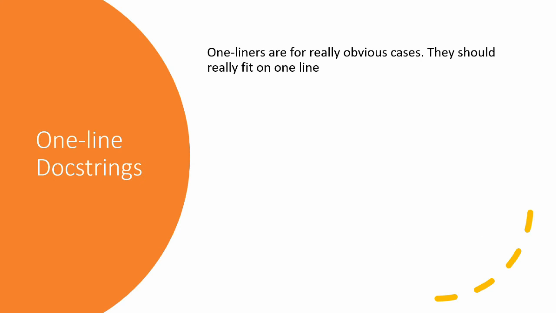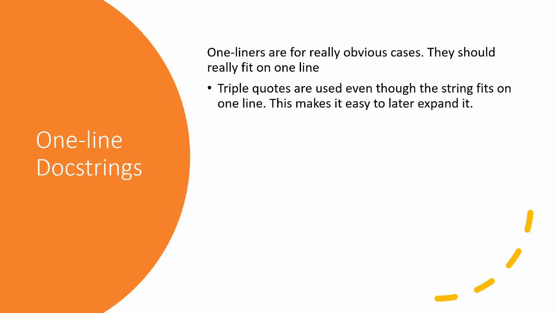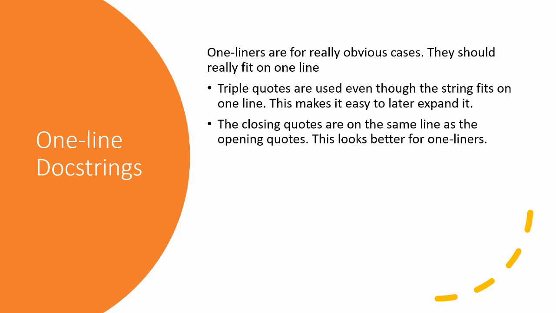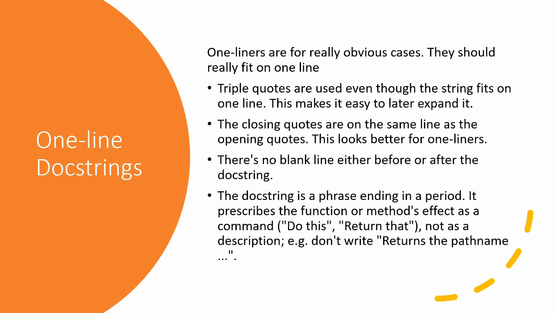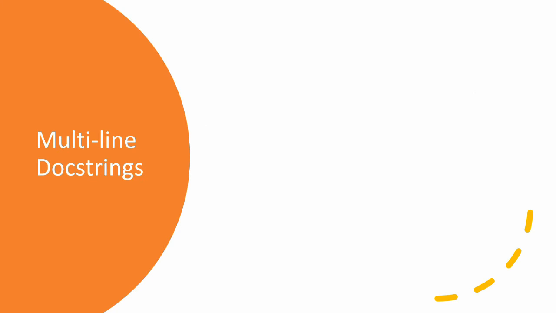So one-liners are for really obvious cases and they fit on one line. That's if you're doing something very simple and you don't need to write a long explanation about what's happening. You use triple quotes even though it fits on one line so that you can expand it later. The closing quotes are on the same line, and this does look a lot better. There's no blank line before or after, so you put it right at the top, and it's a phrase that ends in a full stop. So it could be a command. Don't write it as a kind of, this is what happens.